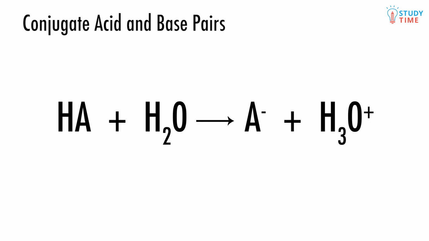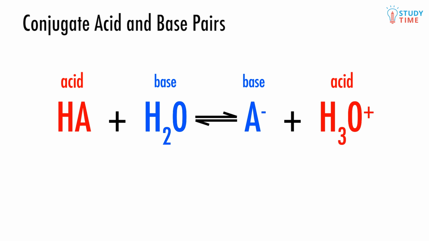We've written this as a one-way reaction. However, this will actually be a two-way reaction because it's slightly reversible. In the forward reaction, the HA is obviously the proton donor, and the H2O is the proton acceptor. But in the reverse reaction, H3O plus is the proton donor, and A minus is the proton acceptor. So there are two acids and two bases, because there are two proton donors and two proton acceptors.